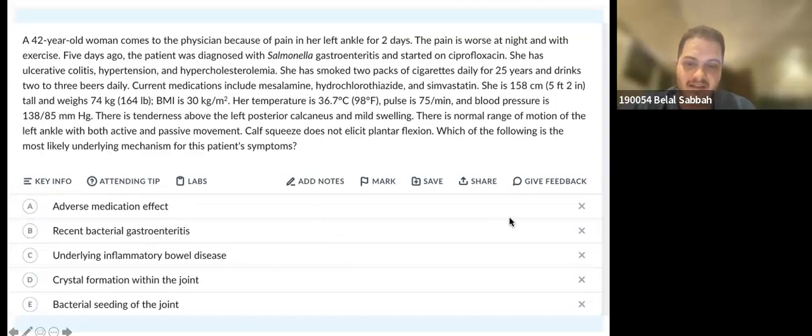Yeah, so the answer is A, adverse medication effect. But I want to know what's happening, guys. What do you think is happening to this patient? You guys know what this means? The left posterior calcaneus and mild swelling. You guys know what the side effects for ciprofloxacin are? So edema, okay, I see what you mean. I'll give you guys a second to think about it. I need to quickly do something. Just give me 1 second, sorry.